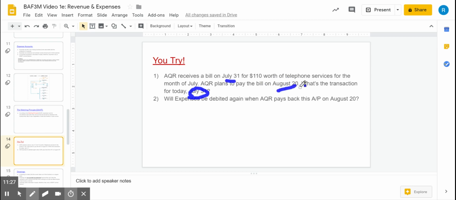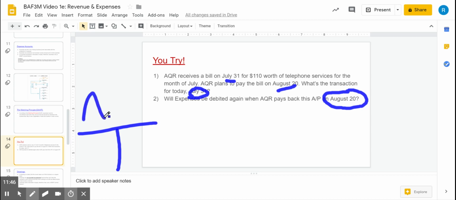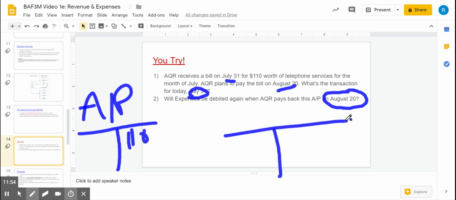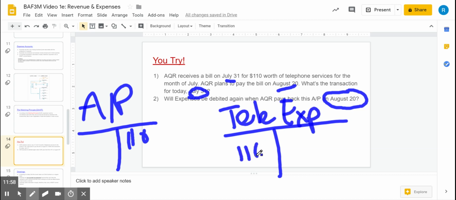We can't wait until August 20th when we pay it back to record it, because if we record the expense on August 20th, then it's going to make people believe that this expense took place during August. We'll talk about that more when we do income statements. So the answer to this one is quite straightforward. For July 31st, accounts payable is going to increase by $110 because we now owe $110 to them, and telephone expense will be debited $110 because expenses get debited. I hope that makes sense.